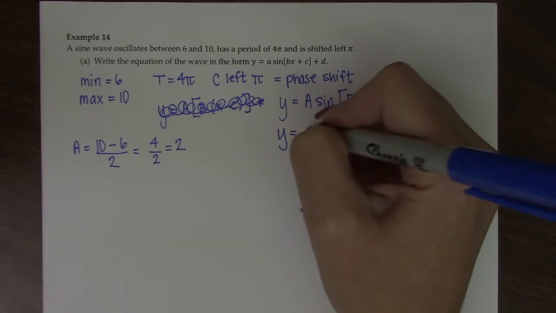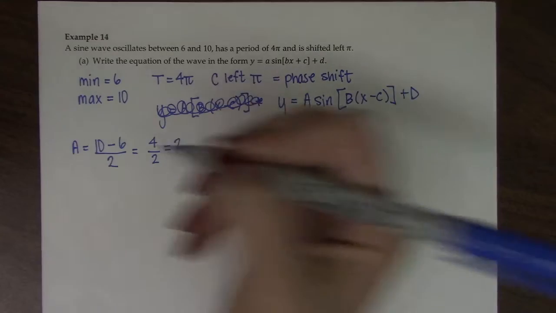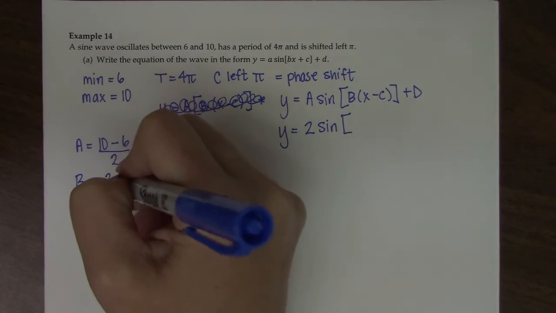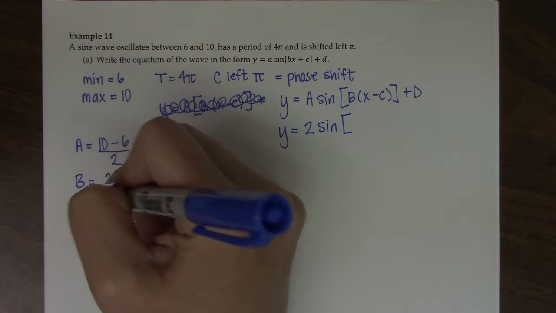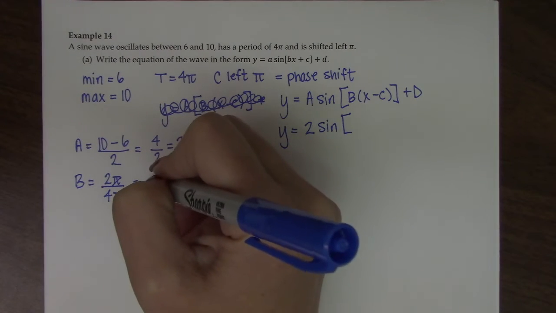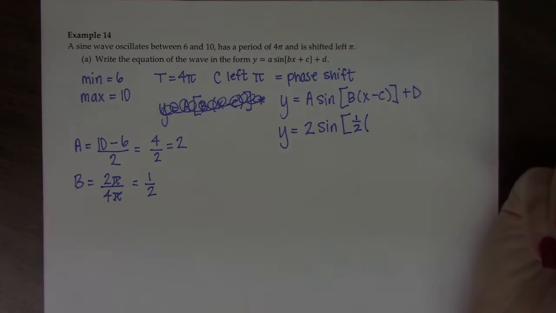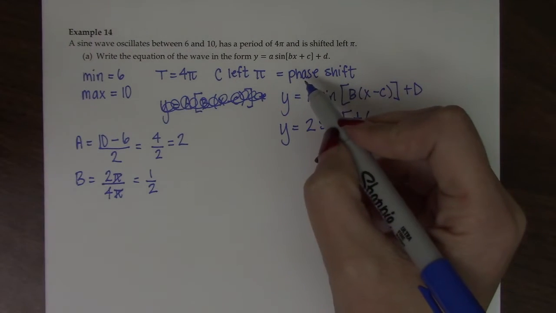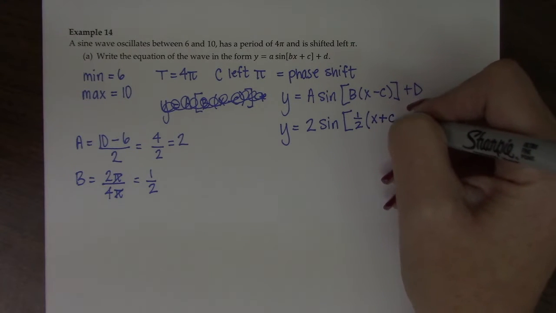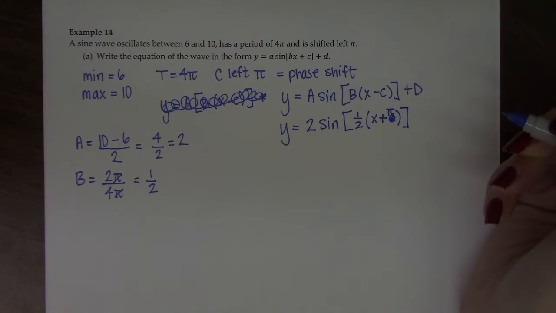So I'm going to come back here and go ahead and put a 2 in. The frequency of my wave, B, is 2 pi over the time period. And the time period was 4 pi. So my pi's cancel. 2 over 4 is 1/2. So I have a frequency of 1/2. The wave was shifted left pi. So that means, it looks opposite as what it should. So it's x plus pi.